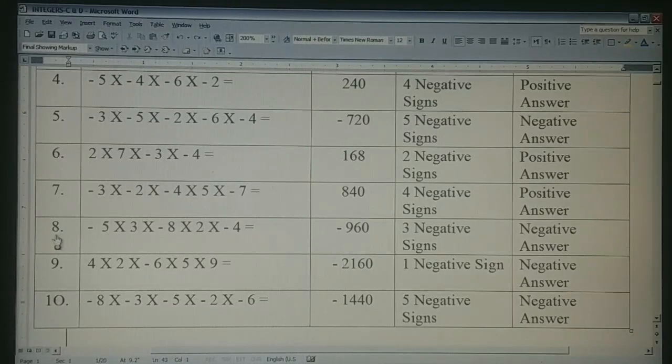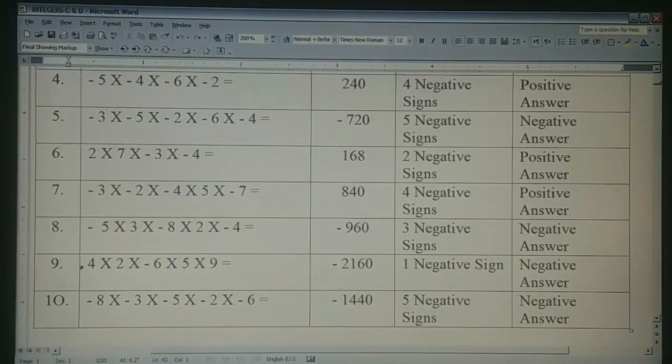The next question, question number 8. That's minus 5 multiplied by 3 multiplied by minus 8 multiplied by 2 multiplied by minus 4. If we count the number of negative signs, 1, 2 and 3. Whenever there are 3 negative signs, 3 is an odd number. When there are an odd number of negative signs, the answer will be a negative answer. We just multiply the numbers. That is 8 3s are 24, 24 4s are 96 and 5 2s are 10. 96 10s are 960. So the answer will be minus 960.